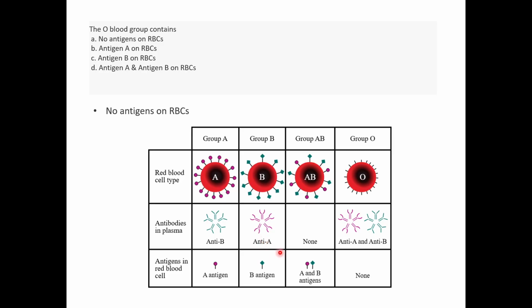only against A. Then group AB which has both the antigens, there will be no antibodies against either A or B in such type of person. Then group O, which has no antigens, no A and no B, can produce both the antibodies against A and B when exposed to the antigens.